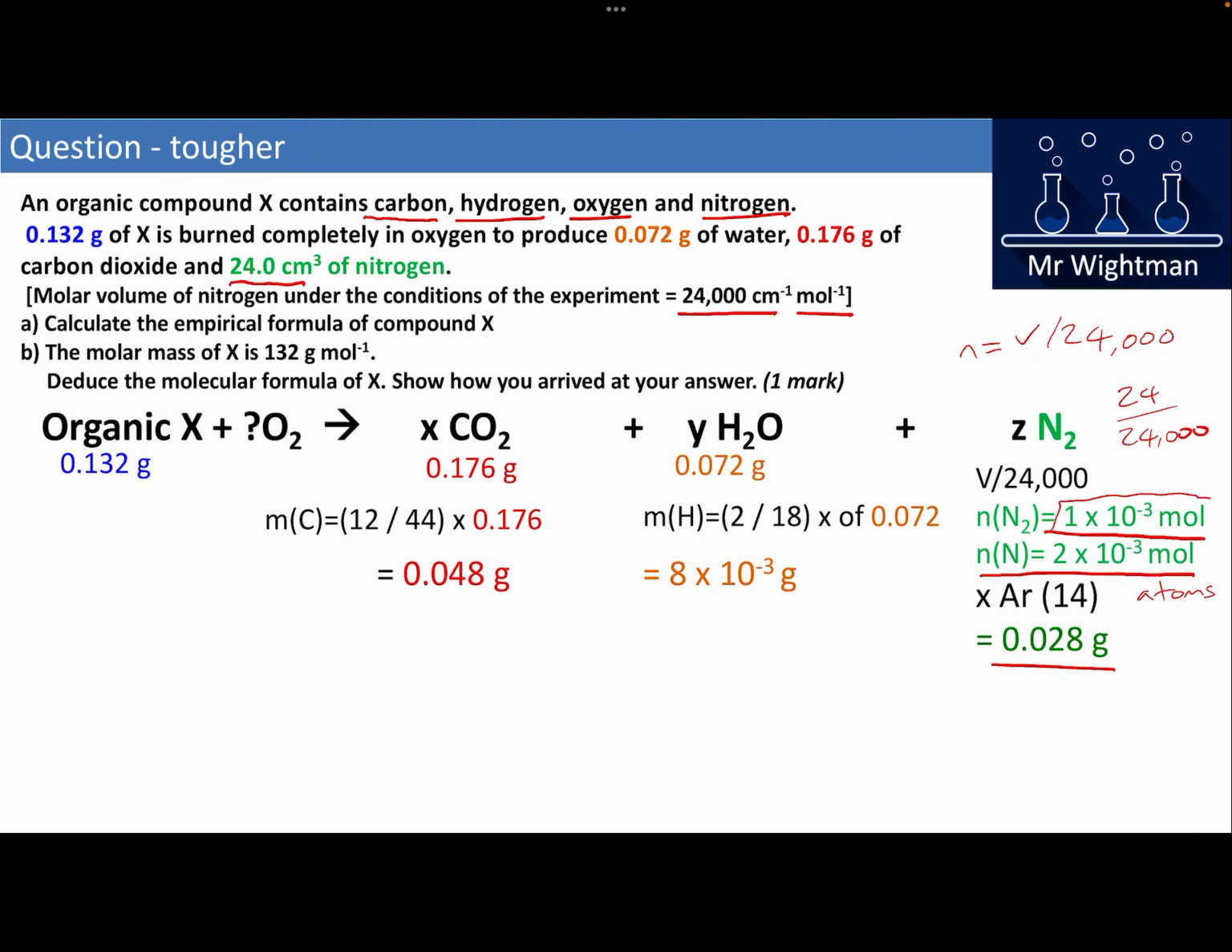If I did previously 1 times 10 to the minus 3 times by 28 for diatomic nitrogen, that would give me the same value, which will be 0.028 grams. It all depends on perspective as to what you want. In this case, if I had known what I was doing, then it didn't really matter what route I took. But just remember that we want eventually the moles of nitrogen atoms when we do the calculation to work out the empirical formula. So now we've got mass of carbon, hydrogen and nitrogen.